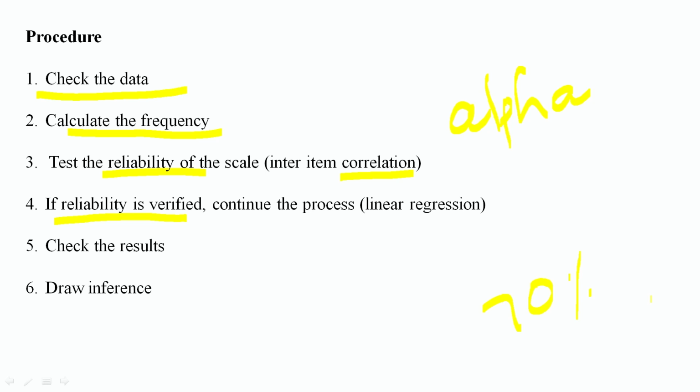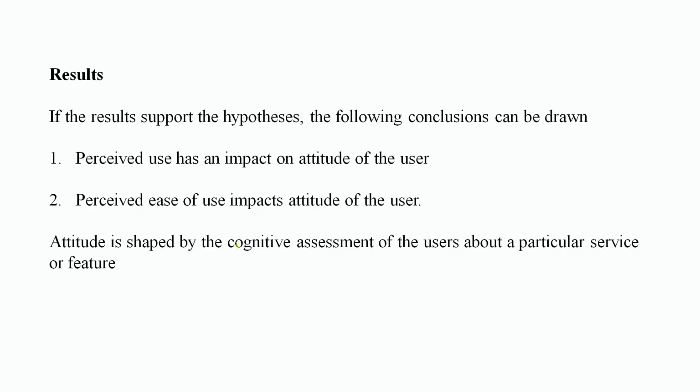The threshold value, earlier I told, the Cronbach alpha should be 0.7 or above. Next comes, what test is good to predict. So, here I use linear regression to predict the particular model, and then comes checking the result, and finally we will come to drawing the inference. I hope you understood. Now, let me proceed to the result presentation.